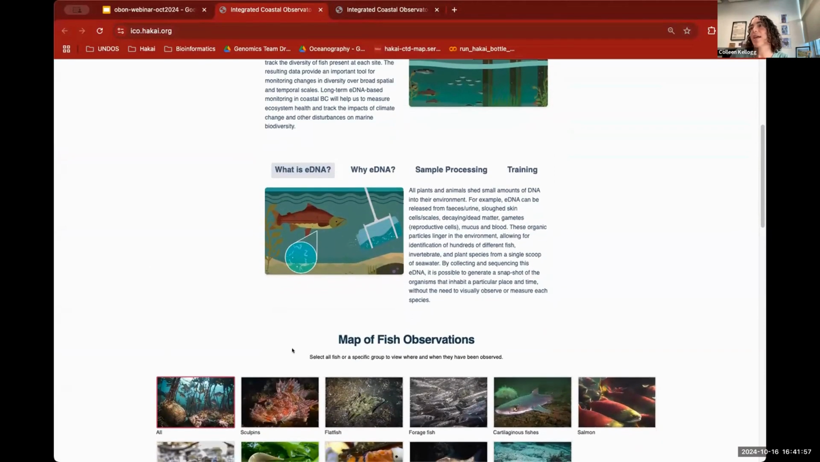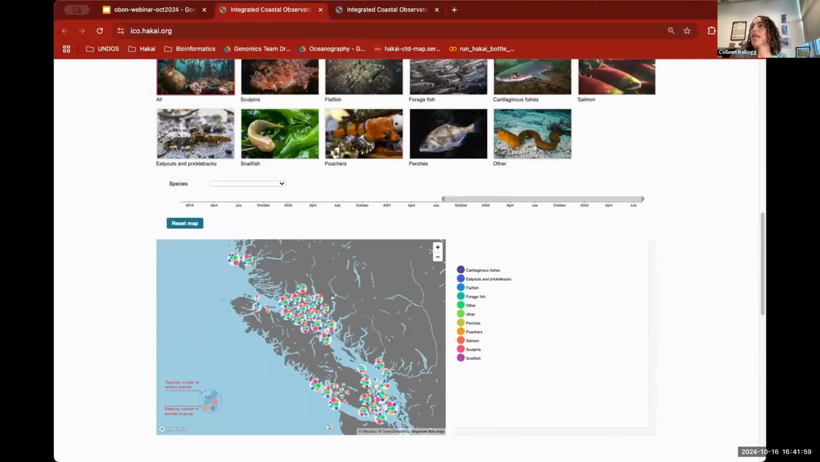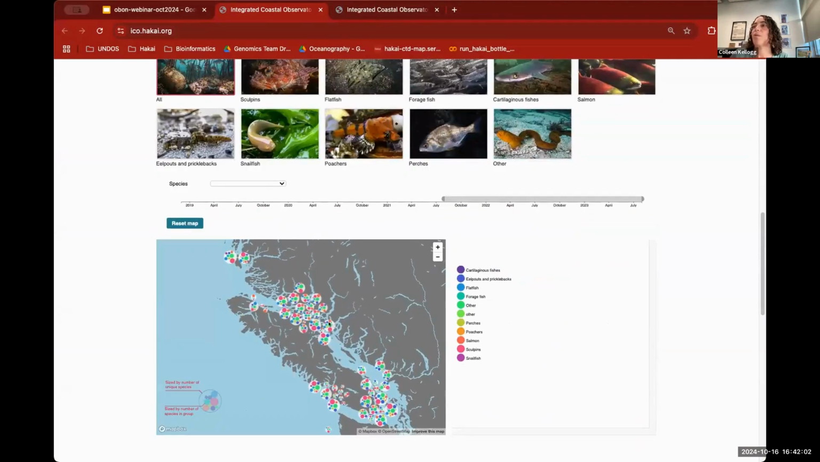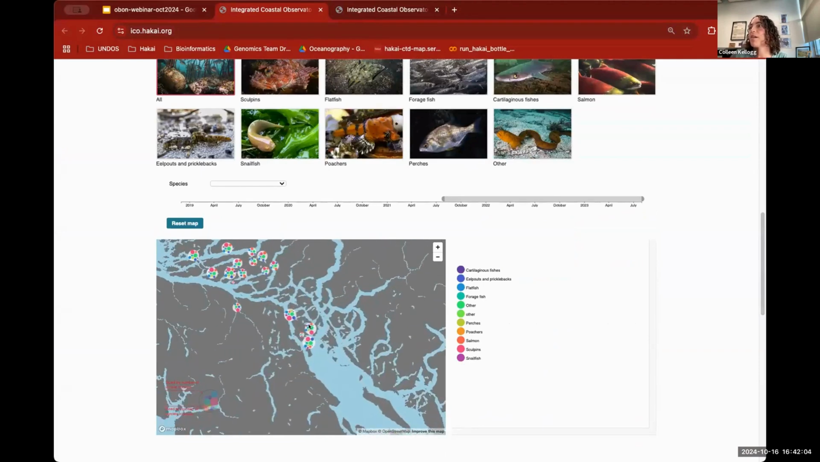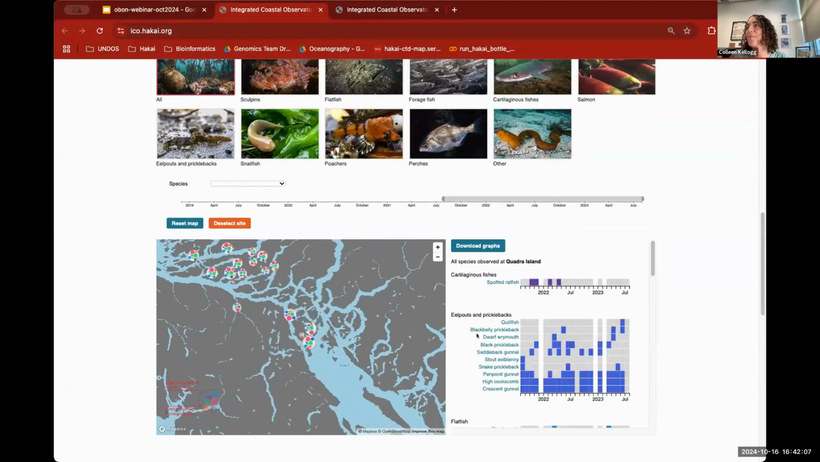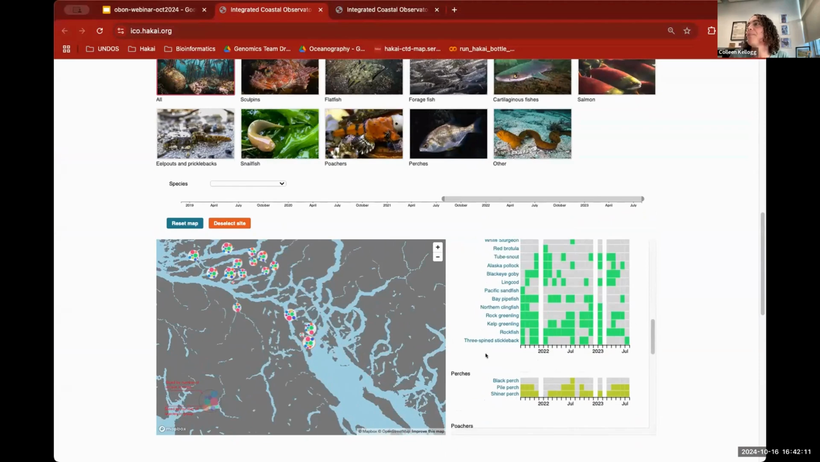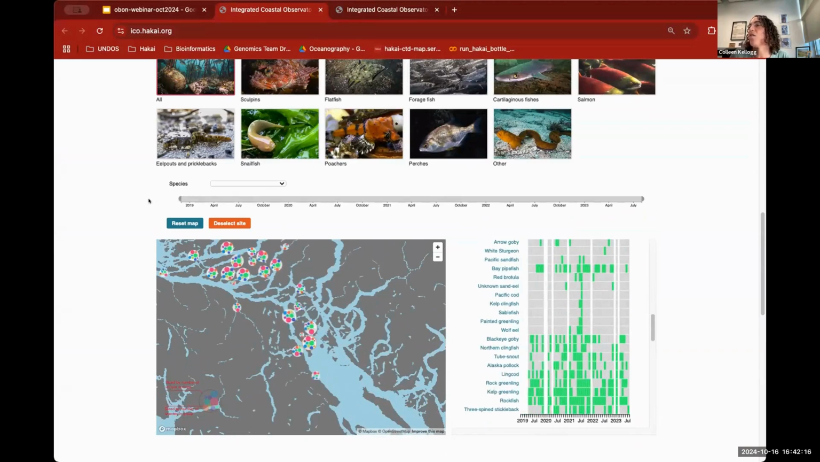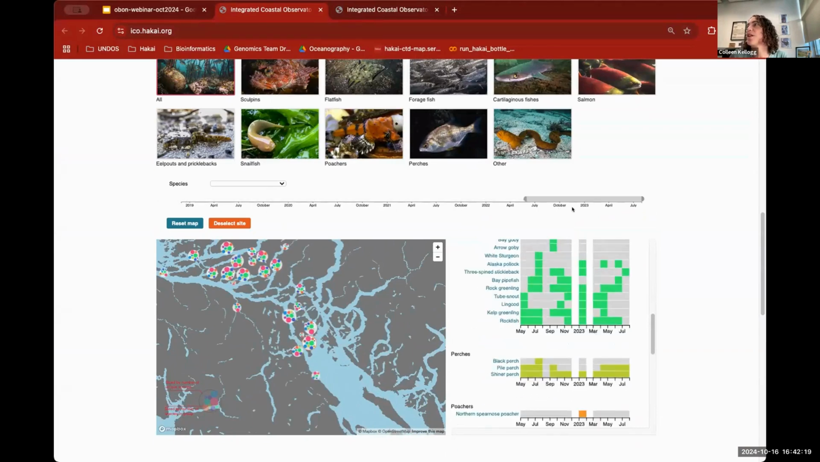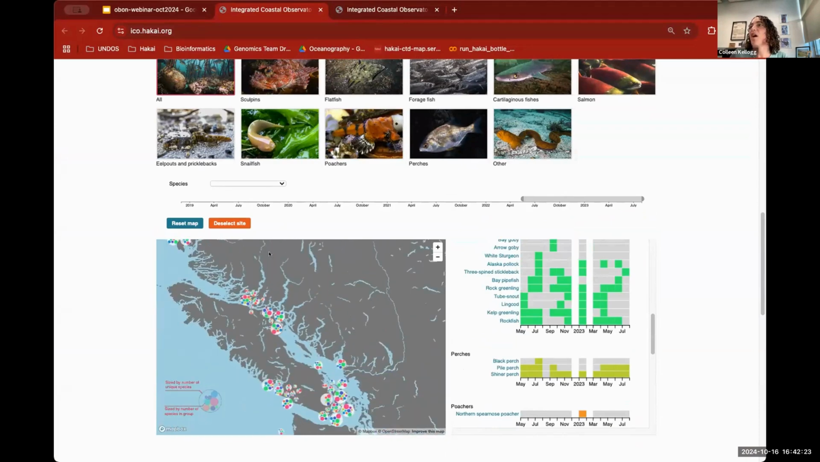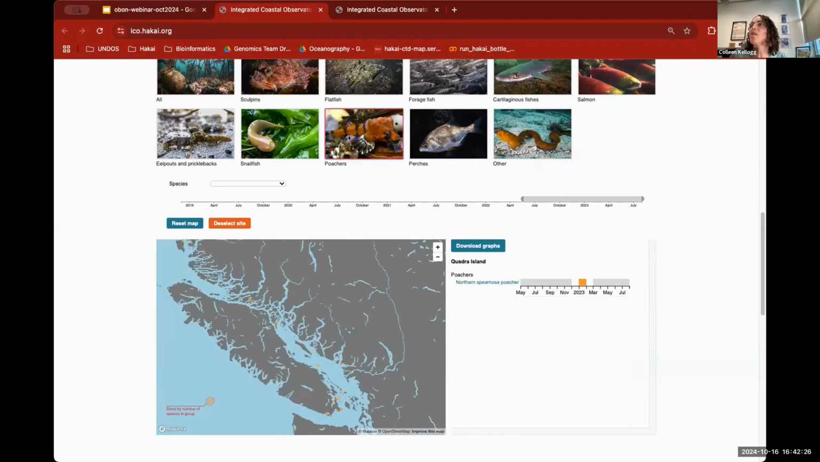Basically it's a pretty simple website with an interactive map where a partner could select their site, Quadra Island, I'll pick that one, and then see all the types of fish that we've observed. They can stretch out how long the time series is, or shorten it if they want to focus just on a particular year. And then look across maybe all the sites and see where we find certain groups of fish.